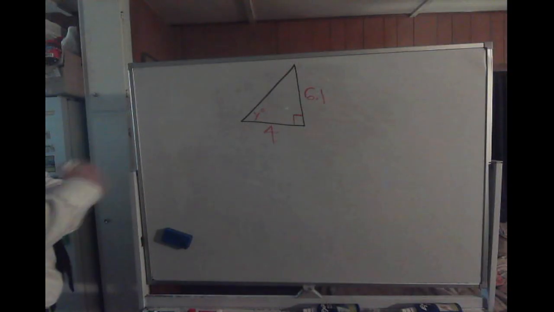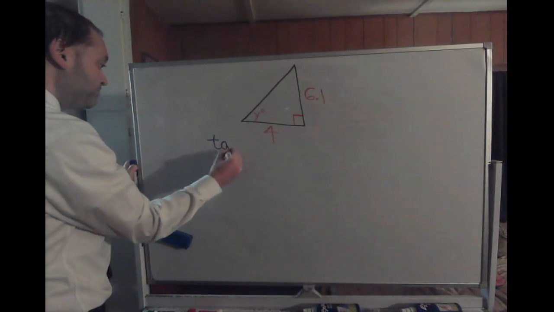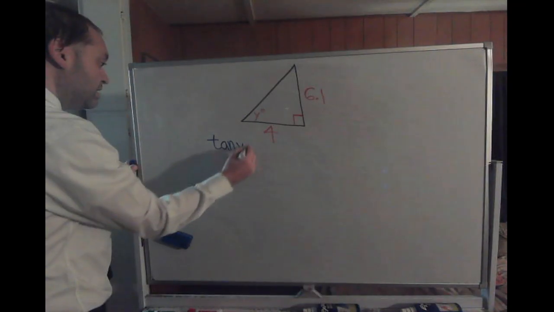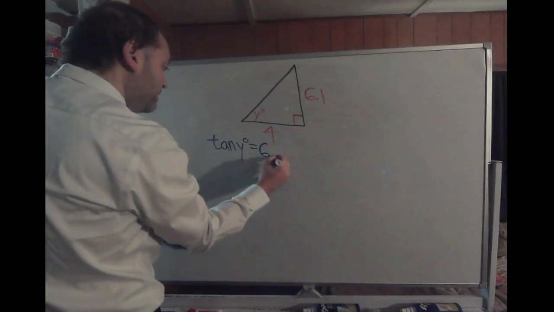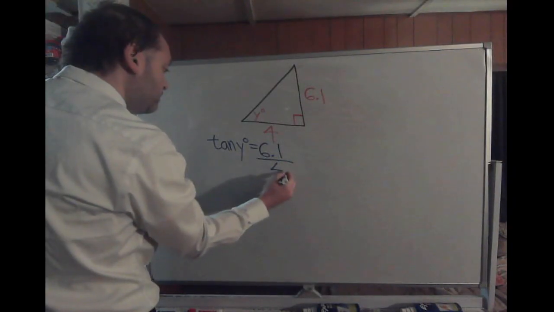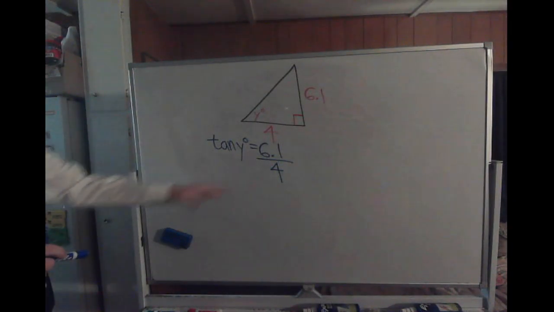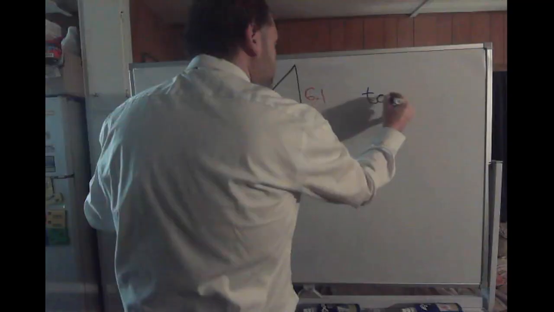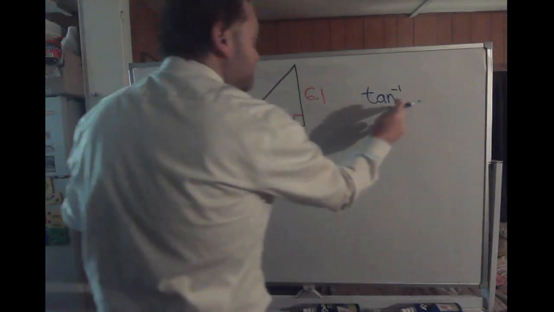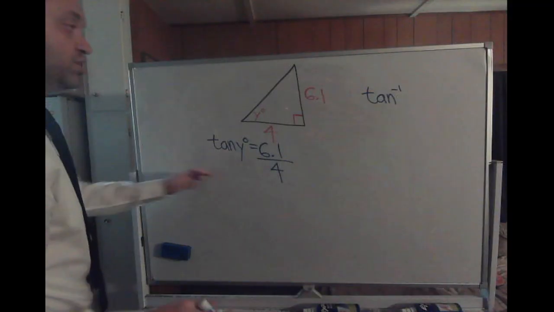So I'm going to set this up the same way. I'm going to take the tangent of y degrees, set that equal to my opposite of 6.1 over my adjacent of 4. Now, how am I going to just solve for the degrees? Well, in your calculator, you should see something called the tangent inverse. It'll look like tan to the negative 1. That's the inverse tangent function.